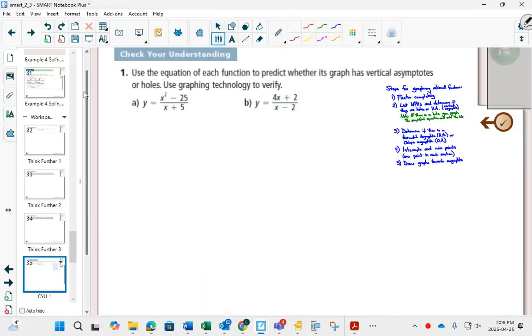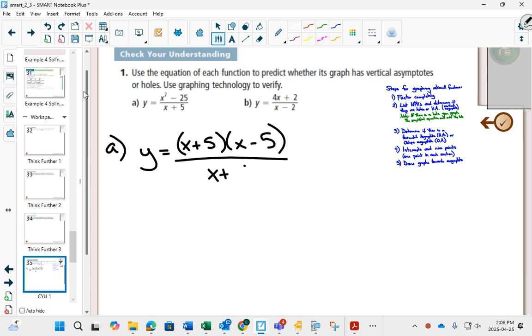Our graphs together. So, steps for graphing rational functions: factor completely. y equals (x plus 5)(x minus 5) over x plus 5. Step 2, list your non-permissible values. The non-permissible value, in this case, is just one: x can't equal minus 5.